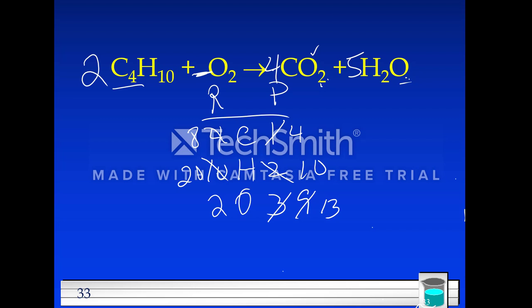You don't think about how many more you need. You don't think about how many extra. You say, I need to end up at 8 carbons. What does the number in front of CO2 have to be? Just get rid of that 4. It's not right anymore. What number does it have to be? It has to be an 8.